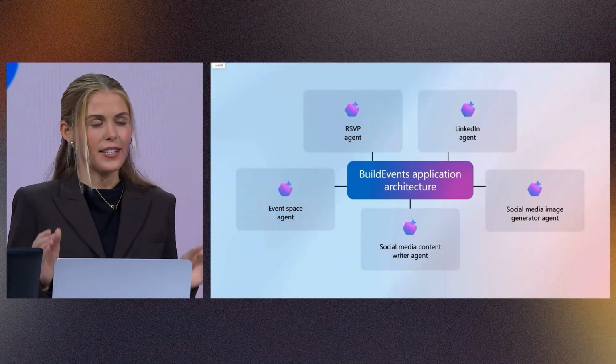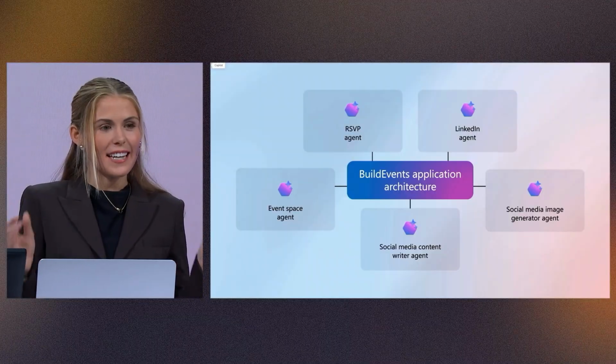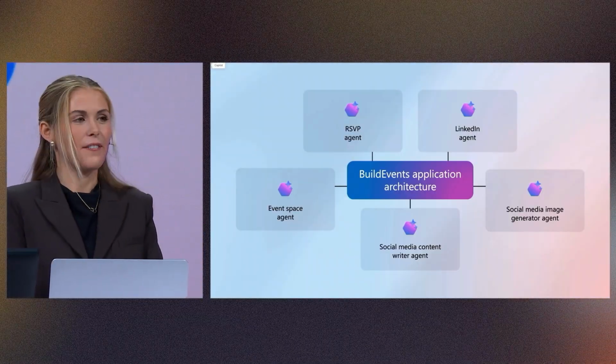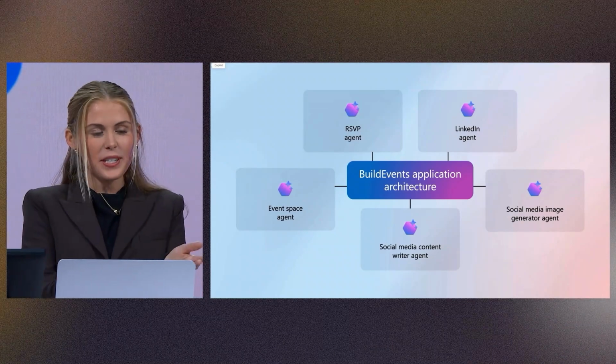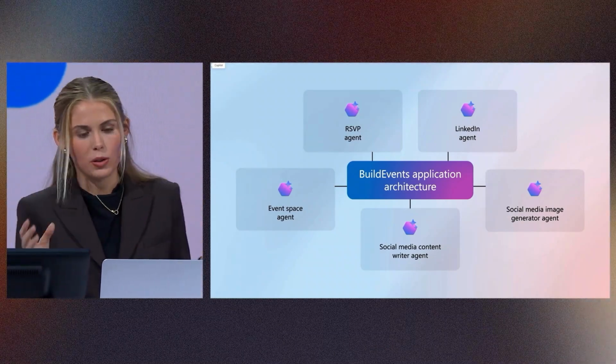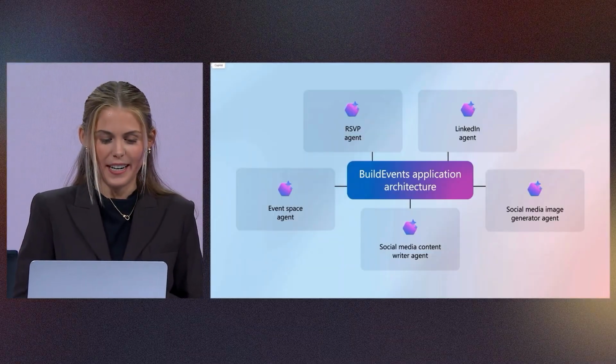Build Events is a multi-agent event planner application powered by a voice-controlled agentic orchestrator, which will delegate tasks, or tool calls as we call them, to our sub-agents we built using the Foundry Agent Service. Together, we just built our RSVP agent, but now let me show you the power of multiple agents working together in one experience.